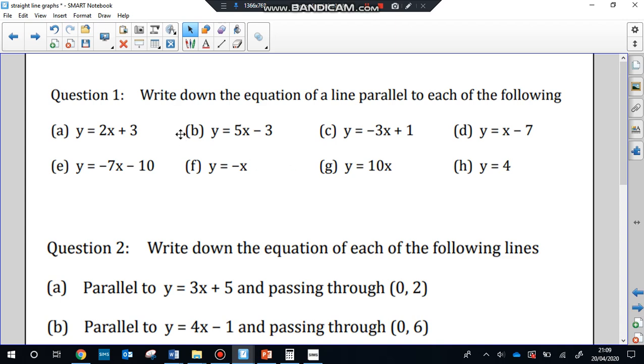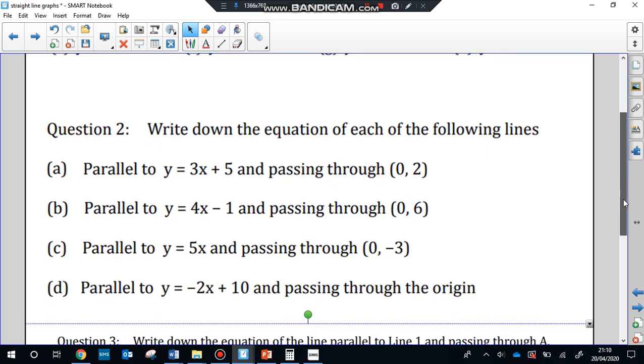So what I'd like you to do here is write down the equation of a line parallel to each of the following. It can be any line, and you're all going to get different answers for these. But what you need to remember is the gradient has to be the same as this line here, and the intercept doesn't matter what it is. So for all of these, write down the equation of a line that's parallel to it.